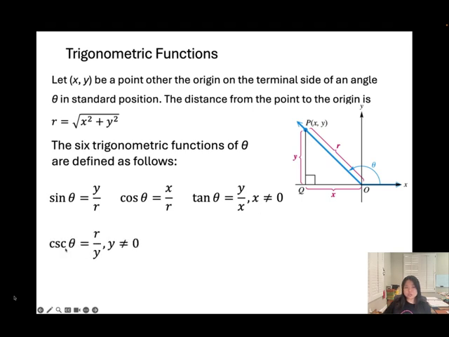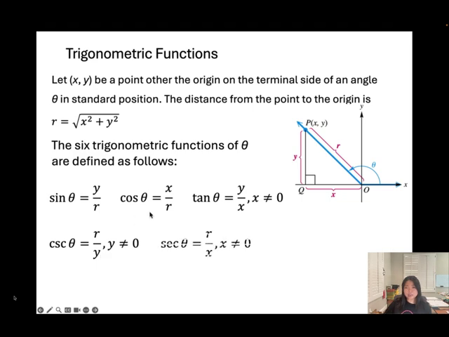Cosecant theta will be the flip of sine theta, so you can flip this and it becomes r over y. One more time: cosecant theta is equal to 1 over sine theta, meaning you flip sine theta to get cosecant theta. And also y cannot be equal to 0, right? If r is divided by 0, that will be undefined.